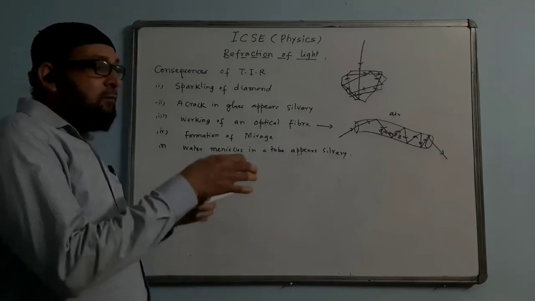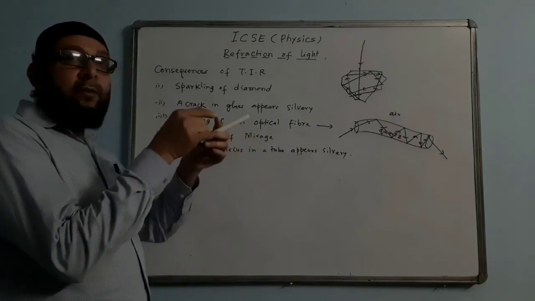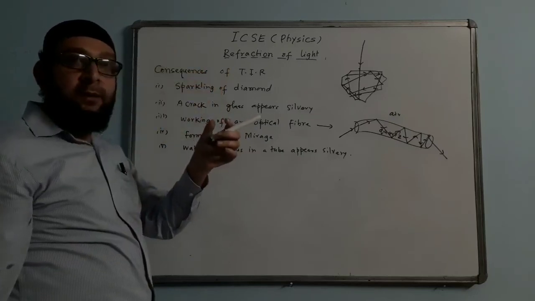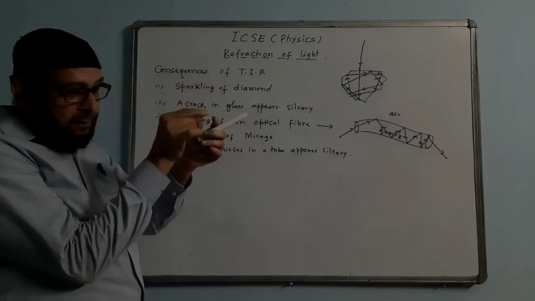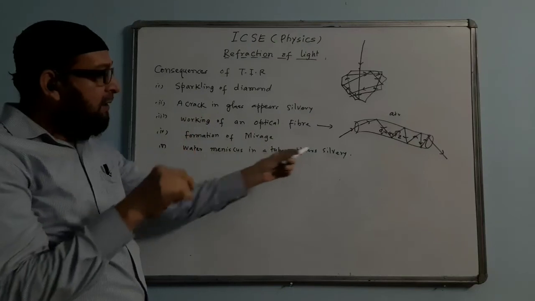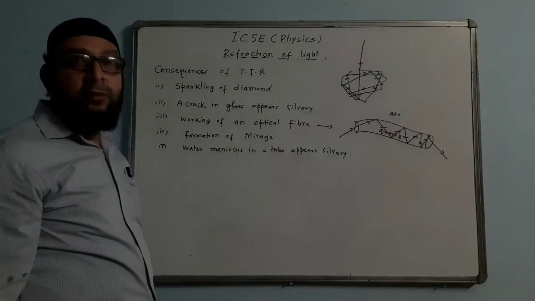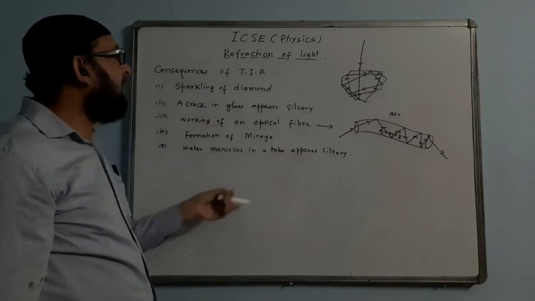Water meniscus, water in a bottle and all. See the top part of that meniscus, the crescent form there. When you see it at a particular angle, it shines, it appears silvery. That is also due to total internal reflection. So these are the phenomena related to TIR.